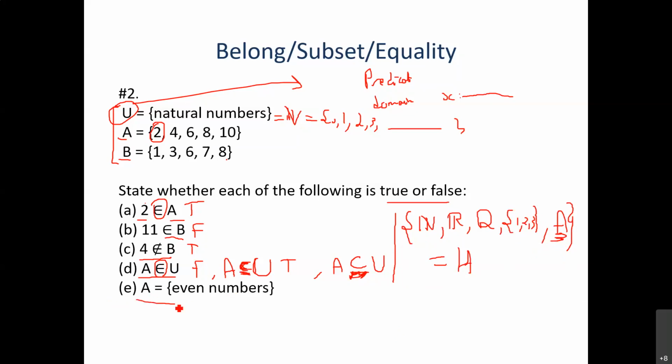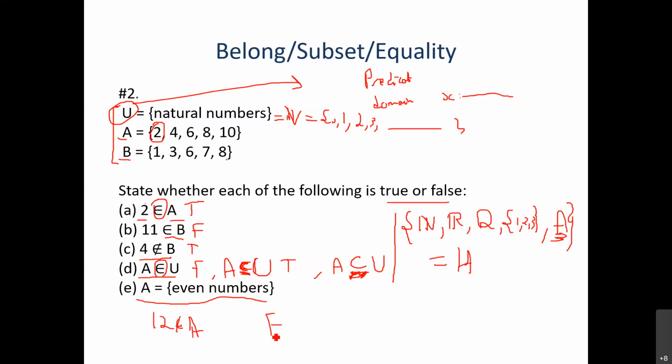Finally, does A equal the set of even numbers? No. Why? Simply say, hey, 12 does not belong to A. So it's definitely not equal to the even numbers. A is made up of some even numbers, but not all of them. Okay.